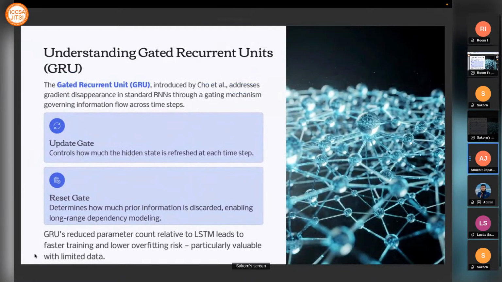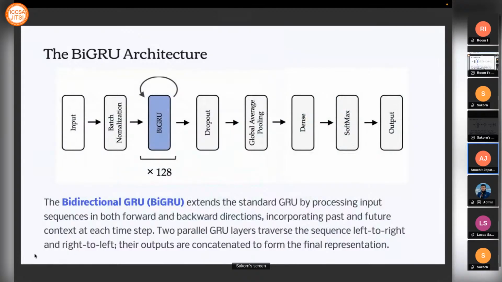Before describing our model, let me briefly explain the gated recurrent unit, or GRU, introduced by Cho and his colleagues. GRU addresses the vanishing gradient problem in standard RNNs through a gating mechanism that governs how information flows across time steps. It has two gates. Our proposed architecture extends this idea to a bidirectional GRU, or bi-GRU. It processes the input sequence in both the forward and backward directions.